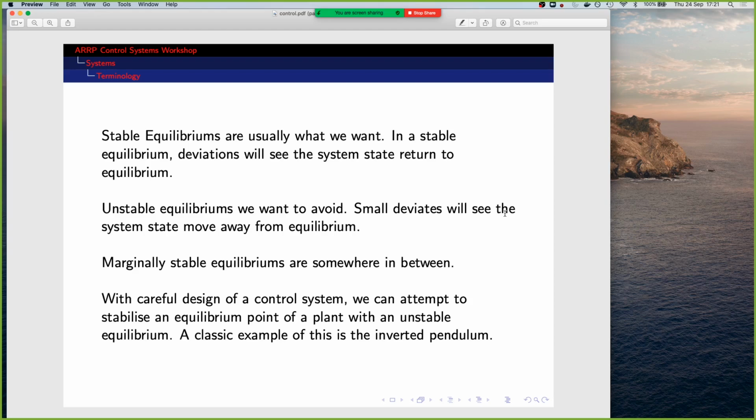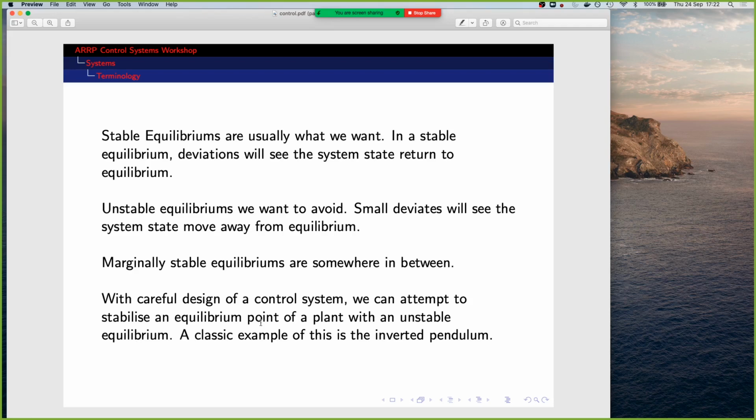Typically when we're designing a control system, we want to aim for stable equilibria. That's what we want. And avoiding unstable equilibria, because any small deviation from that equilibrium will make our output diverge or just shoot off. Our ball will roll off the hill. Sometimes with a control system, well, most of the time if we do have an unstable equilibrium, it's the job of the control system to stabilize that equilibrium point.